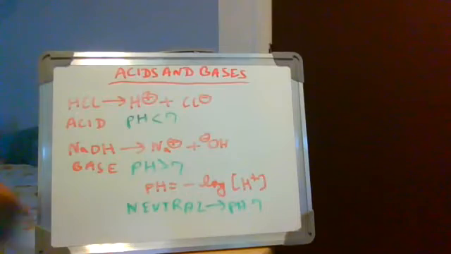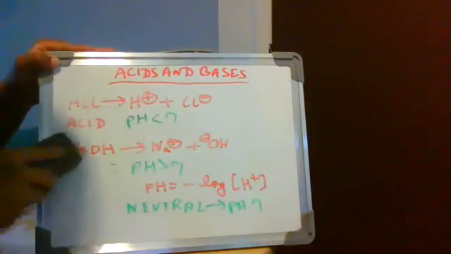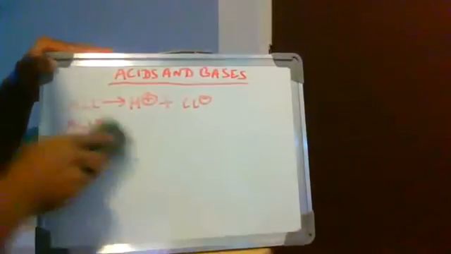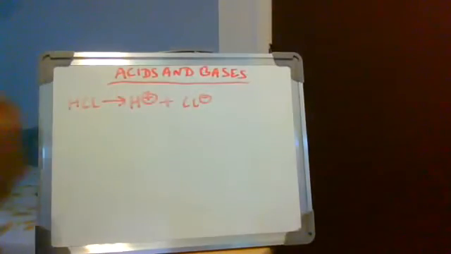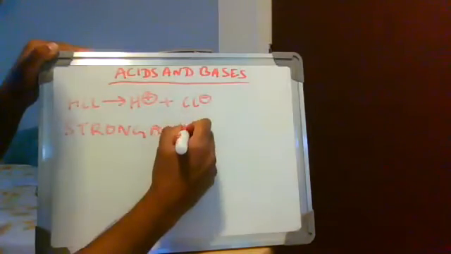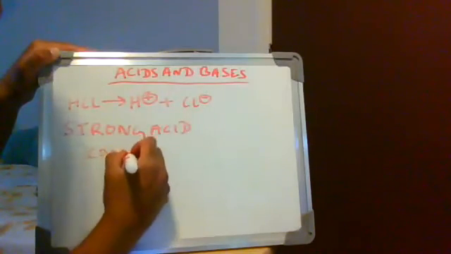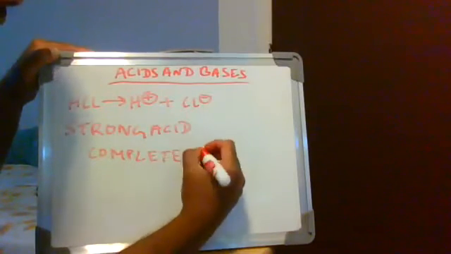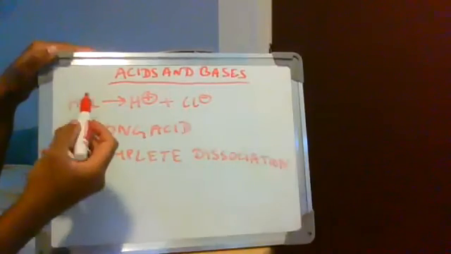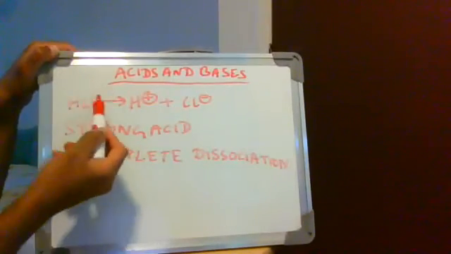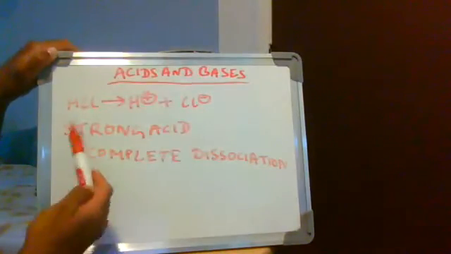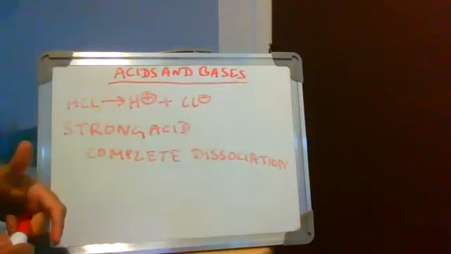And one more thing that we did was about strong acids. Let's keep the example of HCl. HCl is a strong acid. Now what does that mean? A strong acid means complete dissociation, and that's why we indicate it by a forward arrow. That means all of this hydrochloric acid dissociates to give H+ and Cl-. So that's why it's a strong acid that undergoes complete dissociation.